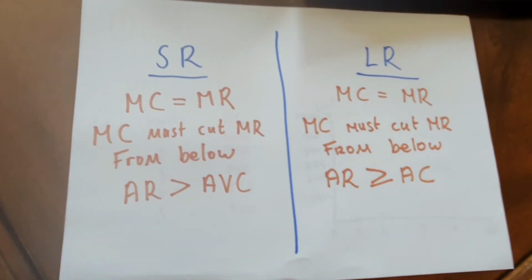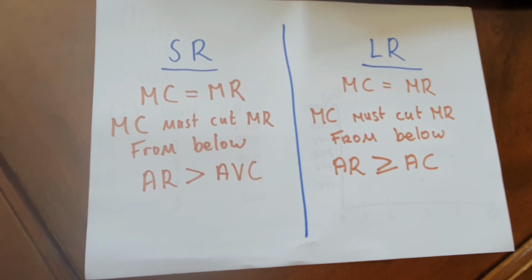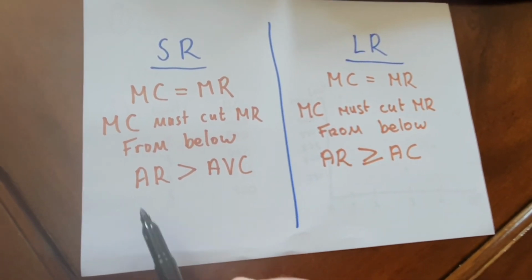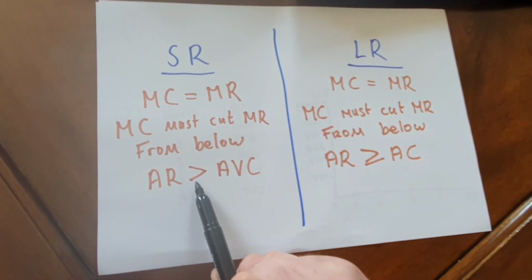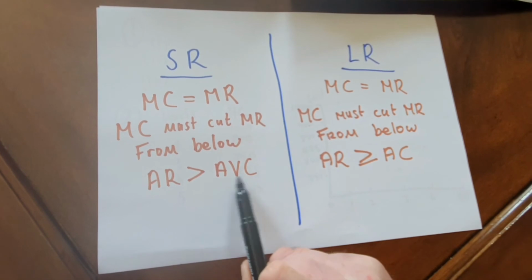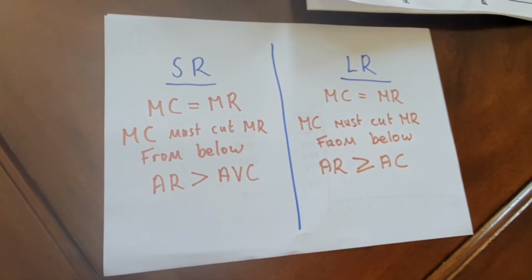So short run and long run. In the short run, marginal costs are equal to marginal revenue, and the marginal cost must cut marginal revenue from below. Our average revenue should be greater than our average variable costs. So again, we're not talking about covering fixed costs. We can actually be making a loss in the short run, but keep running.